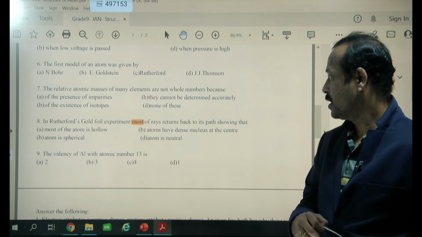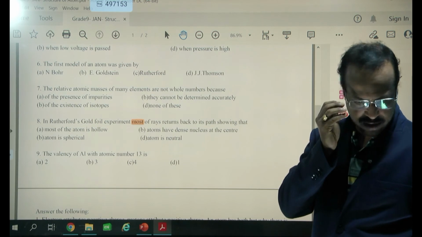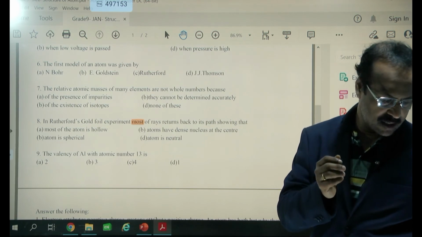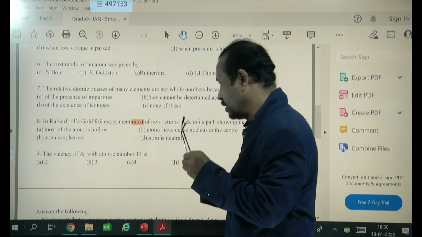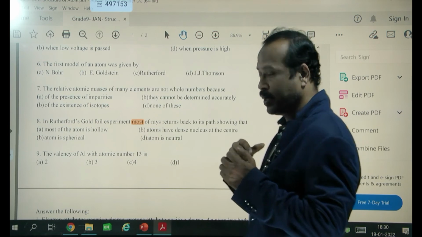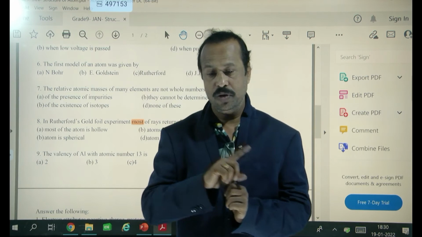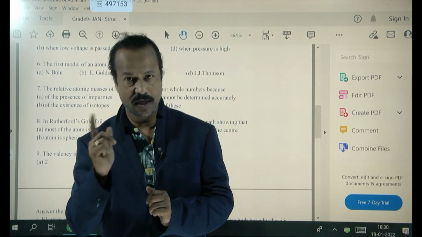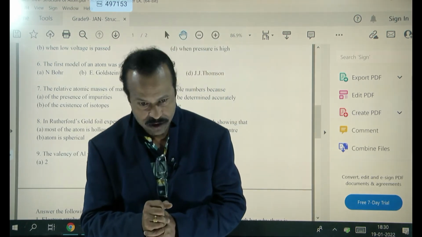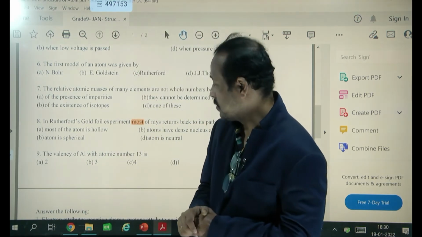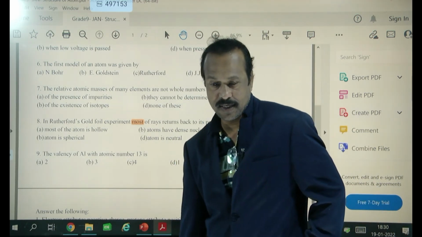Now the next one: the valency of aluminium, with atomic number 13, is... B is the right answer. So aluminium, 13. How do you distribute the electrons? Electronic configuration is 2, 8, 3. The valence shell means the last shell. How many electrons are there? 3 electrons. So the valency of aluminium is 3. Is this clear till here? Any doubts?